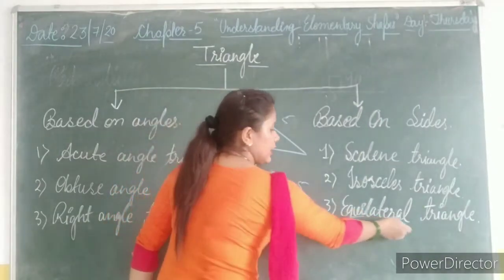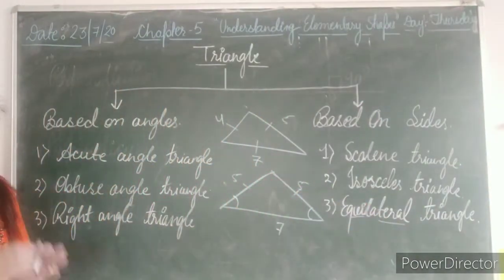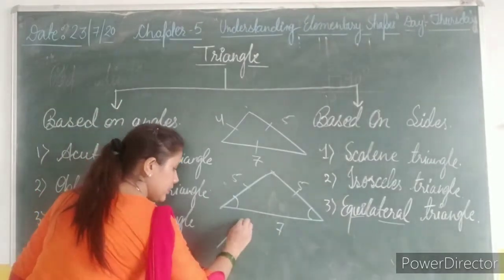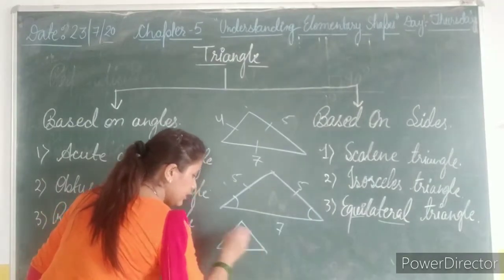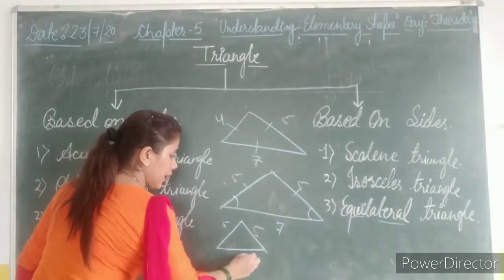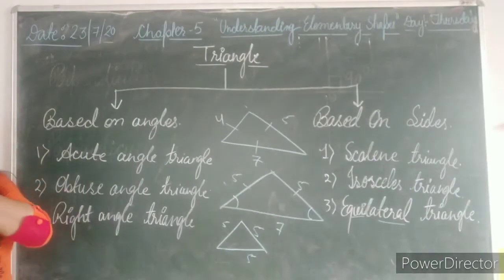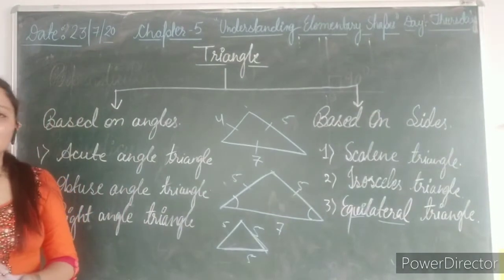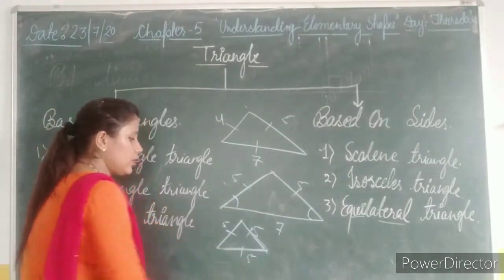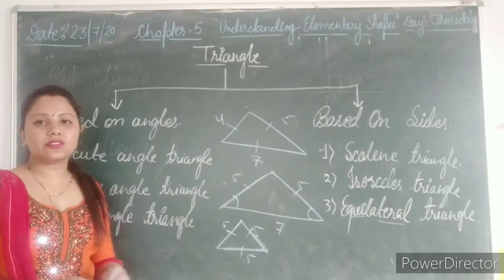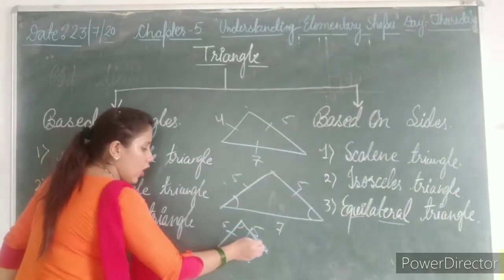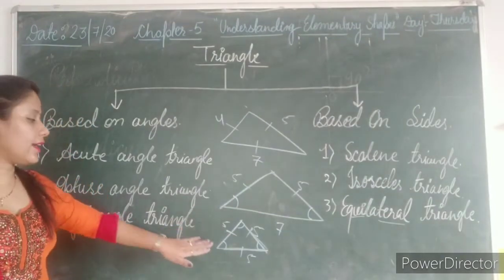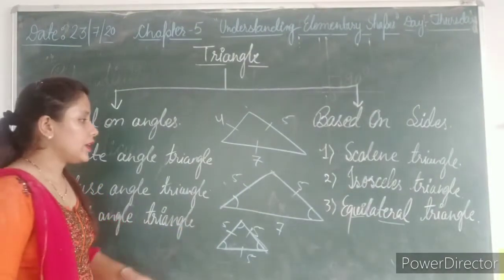Equilateral means equal sides. तो जिस triangle की सारी sides जो होंगी equal होंगी, okay, just like here all sides are 5 meter or 5 centimeter. So this is your equilateral triangle. जिस triangle की तीनों sides जो होंगी वो equal होंगी वो होगा आपका equilateral triangle. And one more thing, here all angles are also equal. Okay, equilateral triangle में सारी sides के साथ साथ सारे angles भी equal होंगे.